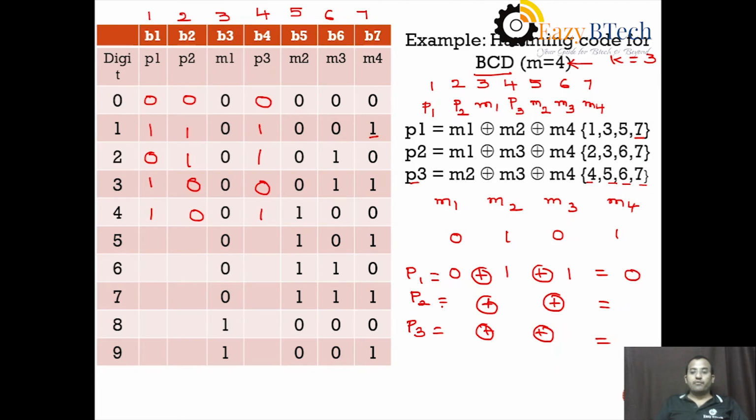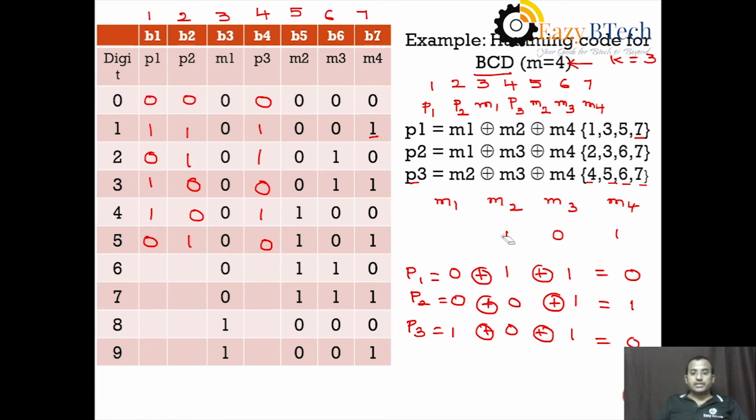Next P2 means M1 is 0, M3 is 0, M4 is 1. So 0 modulo 0 is 0, 0 modulo 1 is 1. Next for P3, M2 is 1, M3 is 0, M4 is 1. So 1 modulo 0 is 1, 1 modulo 1 is 0. So for this message, the parity bits are 0, 1, 0. In this way we have to calculate the parity bits.